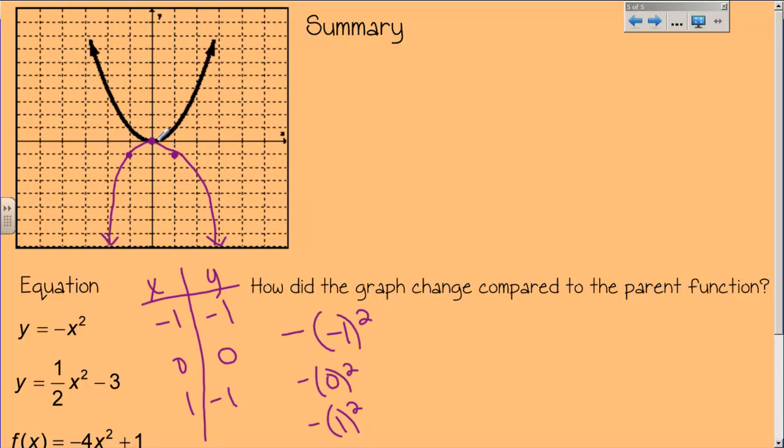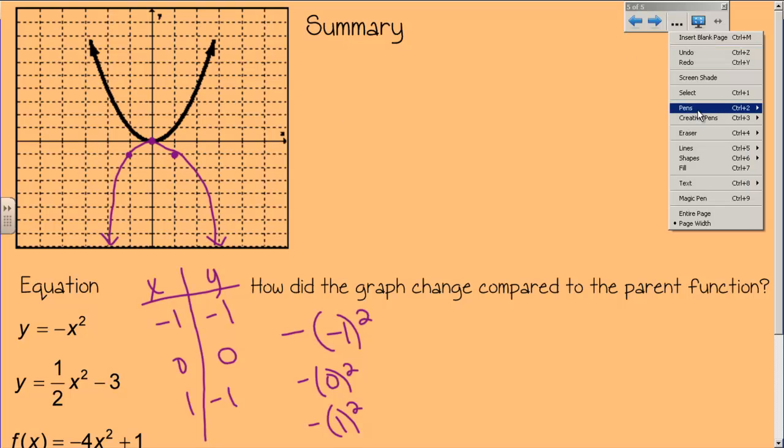My vertex remained in the same spot. My vertex is still at the origin. The y-axis is still my axis of symmetry. So I didn't move it up or down. I also did not make it wider or narrower. Hopefully you drew your graph better than mine and you can see that this is the same width. The only thing that happened is my graph is now flipped over.